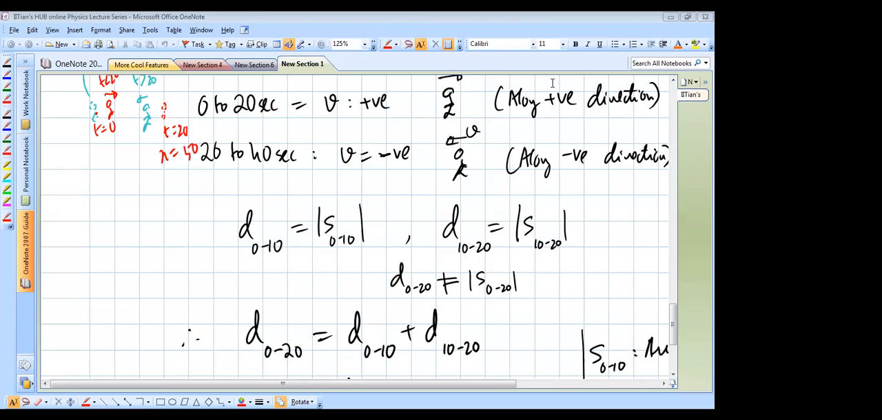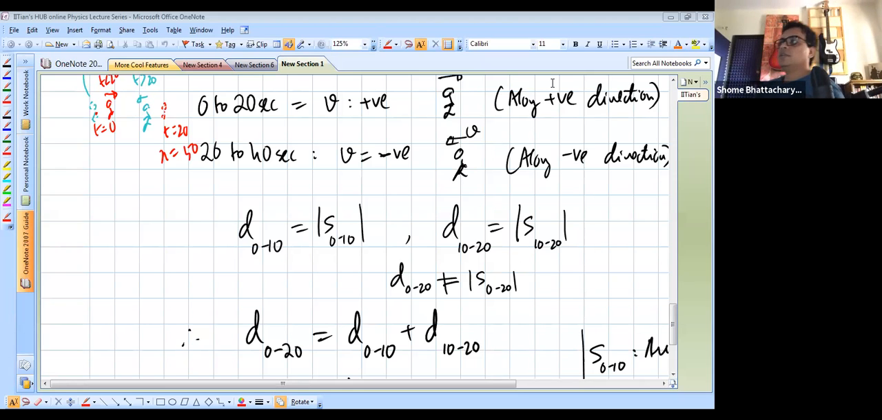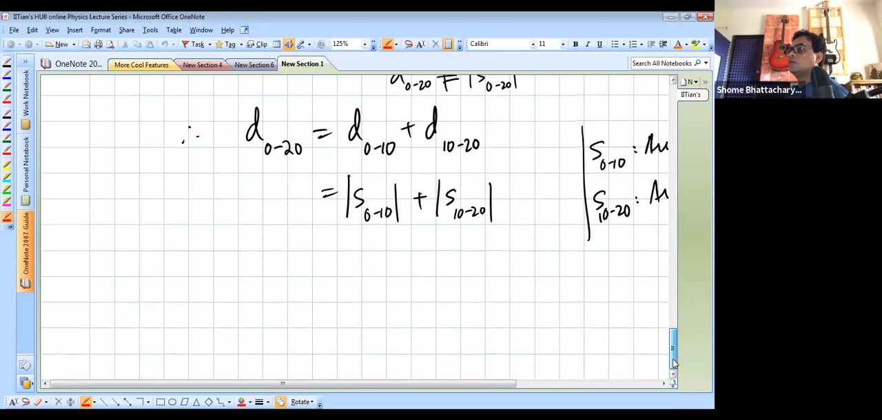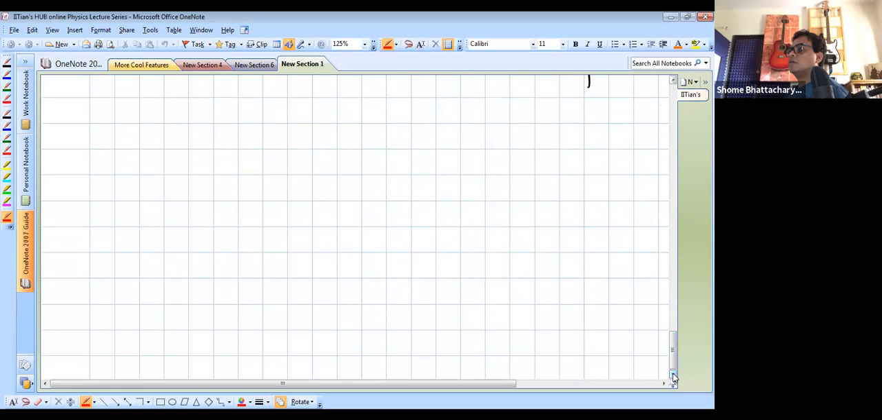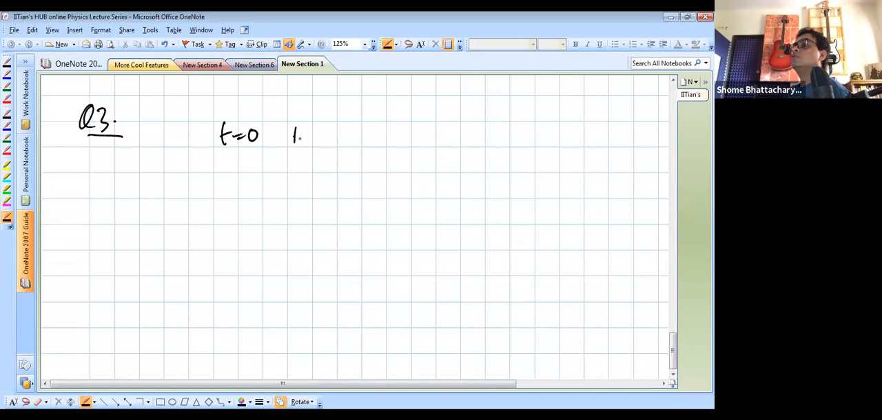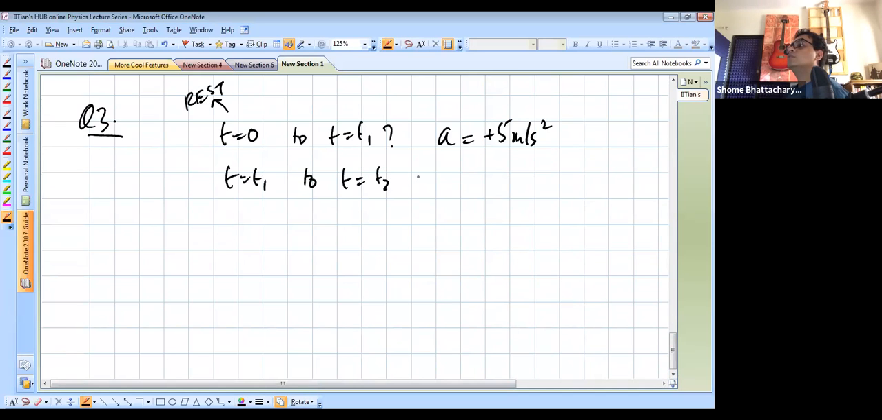Right. So you will be getting the whiteboard online, as you can see now. Okay. So let me just put up the information given in the question. So question number 3. It is given to me that t equal to 0 to some time t1, which I don't know. The acceleration is plus 5 meters per second squared, and it's starting from rest. Okay. Then from t equal to t1, which I don't know, to some time t equal to t2, the acceleration is 0, or it is having uniform velocity.